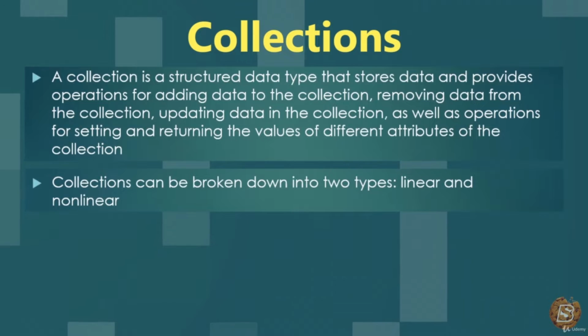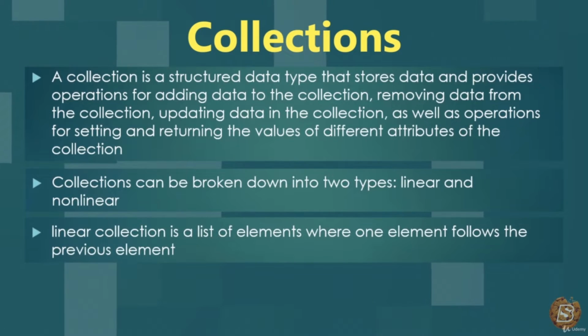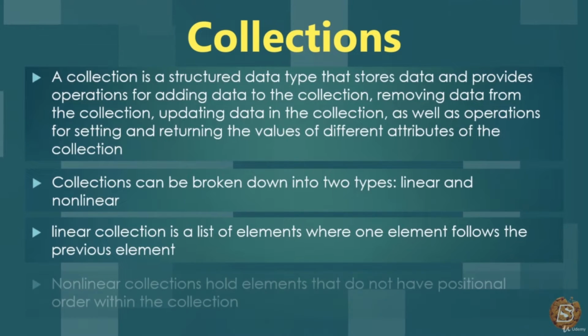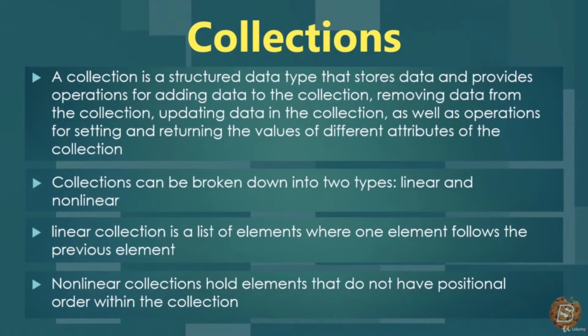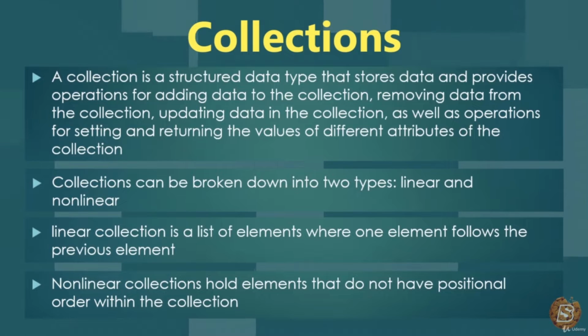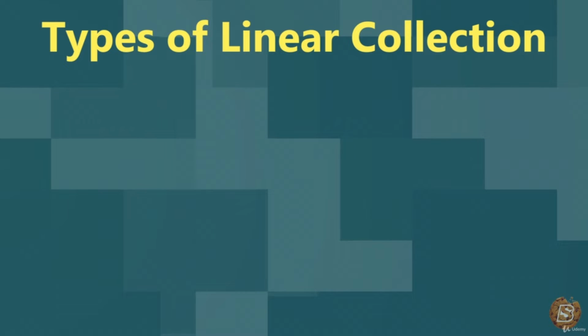Collections can be broken down into two types, linear and non-linear. A linear collection is a list of elements where one element follows the previous element. A very basic example of this kind of collection is an array. Non-linear collections hold elements that do not have positional order within the collection. So first of all, we'll be exploring linear collections.